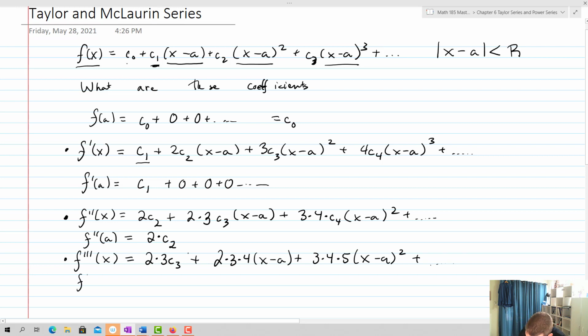And so f triple prime of a is going to equal 2 times 3 times c3, because again, we're going to zero out all the terms after that first term. And if you imagine what's going to happen next, the next term is going to be 2 times 3 times 4 times c4, excuse me, there should be a c4 right there, and this should be c5.